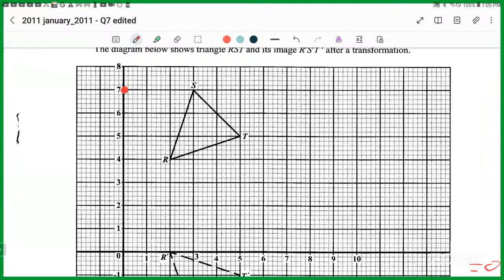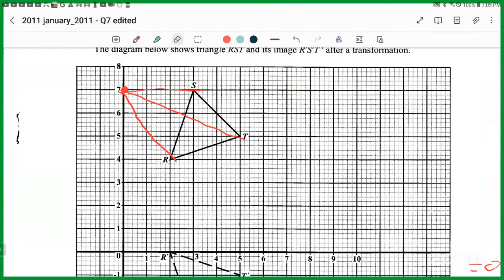Enlargement scale factor affects the size of the actual object. It affects the size of the object, but it also affects the distances from the center. The best way to construct the enlargement is by doubling those distances because the scale factor is 2. If the scale factor was 3, you would triple the distance. If the scale factor was 4, you multiply the distances by 4.